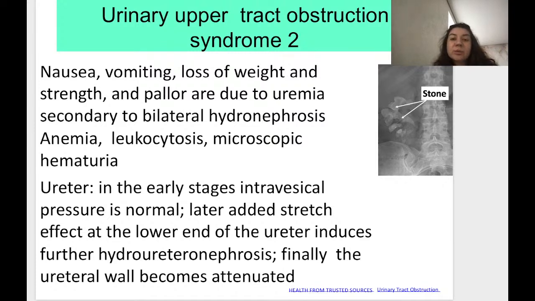When there is obstruction in the ureter, in the early stages, intravesical pressure is normal. Later, added stretch effect at the lower end of the ureter induces further hydroureteronephrosis. Finally, the ureteral wall becomes attenuated. And here you see an interesting picture on the X-ray, where we see kidney and ureteral stones.